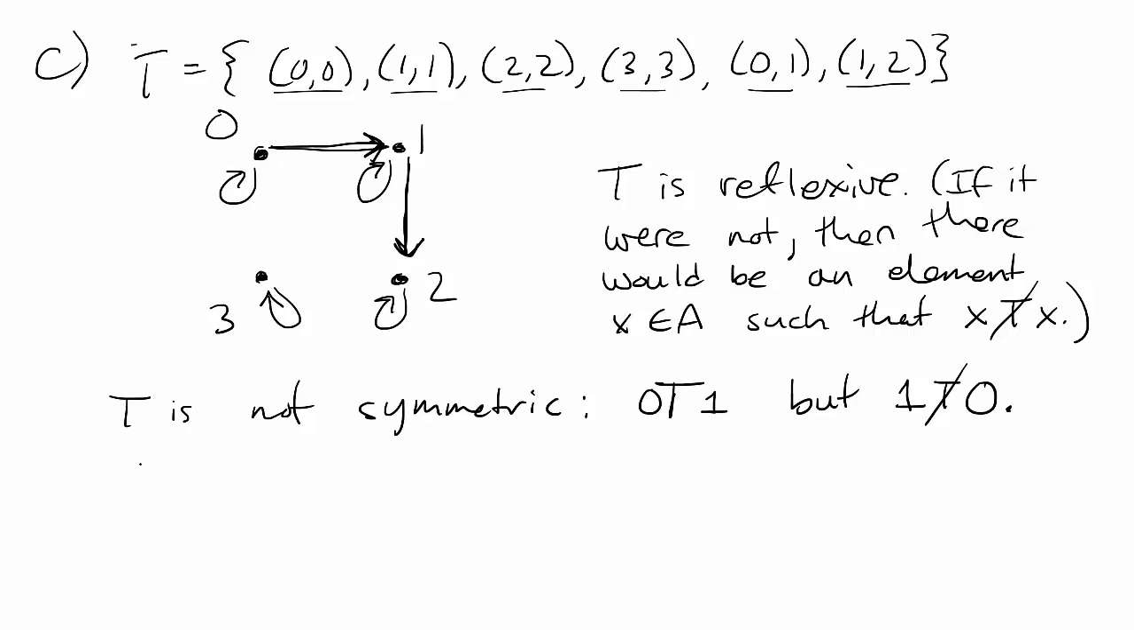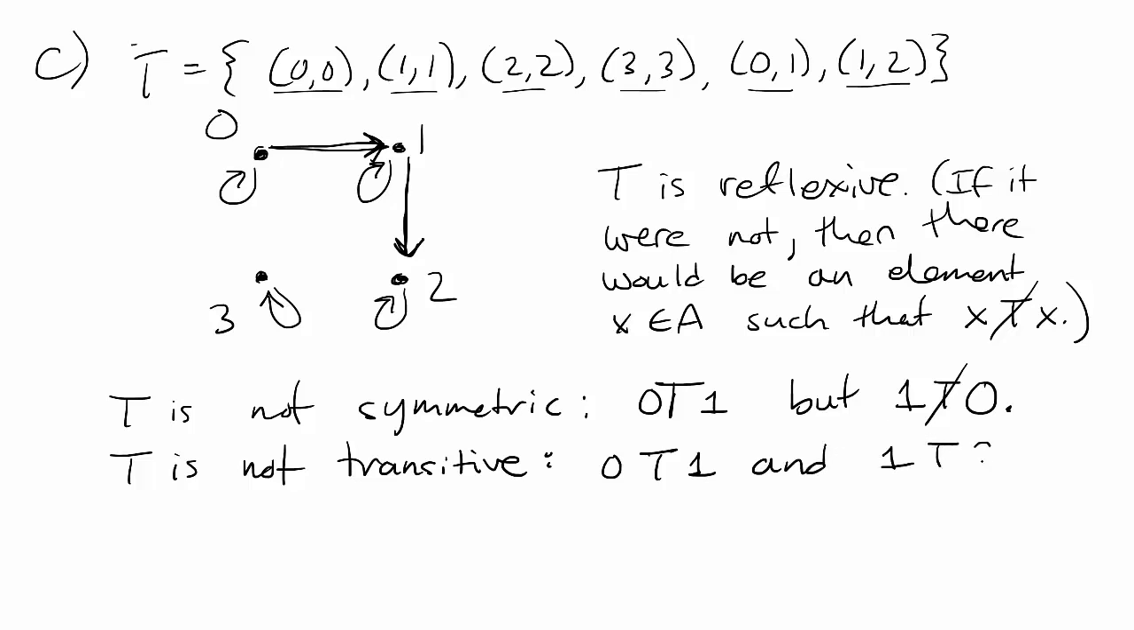And then, is it transitive? No. T is not transitive. And this is because 0 is related to 1, and 1 is related to 2, but 0 is not related to 2. So that's an example of where it's not transitive.